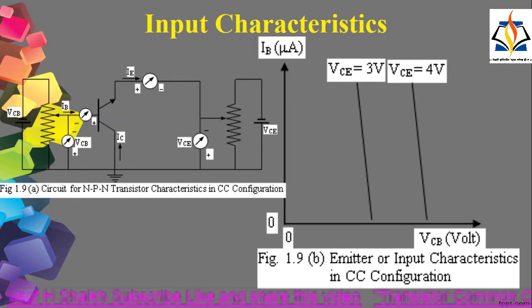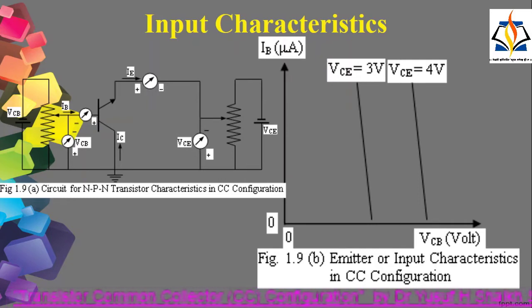The input characteristics: the curve showing the variation of base current IB with variation in base collector voltage VCB at constant collector emitter voltage VCE is called the input characteristics of the transistor in common collector configuration. These can be determined by the circuit as shown in figure in this slide. The collector emitter voltage VCE is maintained constant at a convenient value, and base collector voltage VCB is increased in steps. Corresponding values of base current IB are noted at each step.